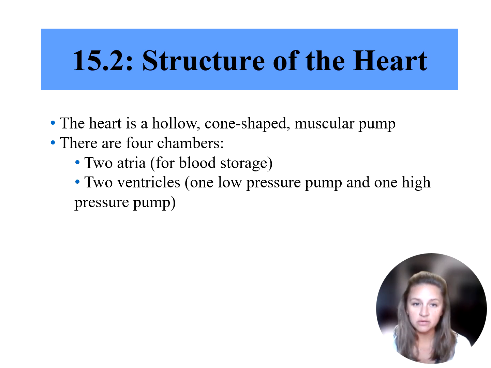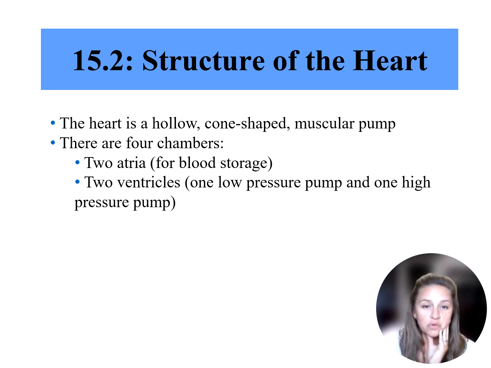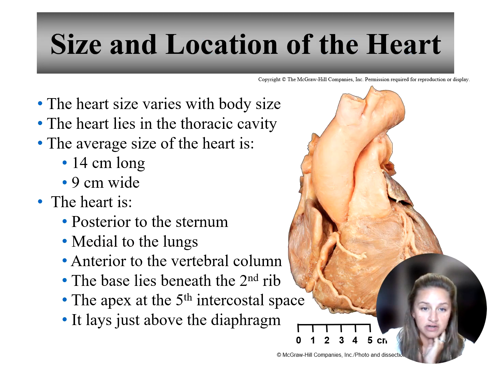So let's start with the structure of the heart. So the structure of the heart is it's a hollow, cone-shaped muscular pump. There's four chambers, two atria for blood storage, and then two ventricles, one low pressure pump and one high pressure pump. So we are going to look through the structure of the heart.